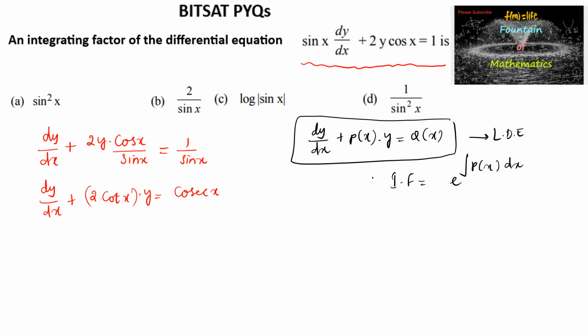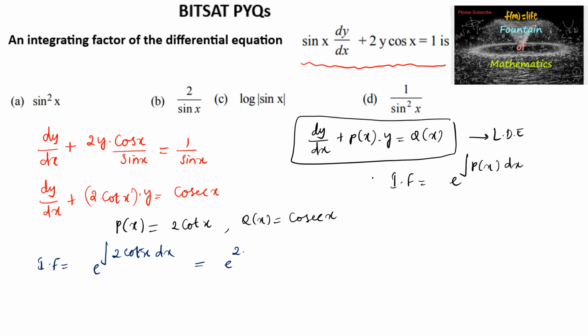Here we can write p(x) = 2 cot x and q(x) = cosec x. So we need only the integrating factor. So let us write: integrating factor IF = e to the power integral 2 cot x dx, which is equal to e to the power 2 times integral cot x, which is log of sin x.